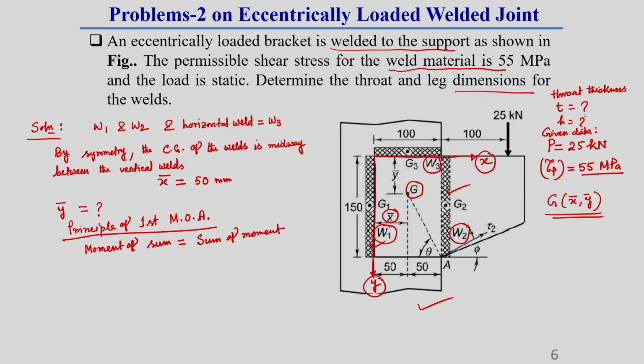That is why we are generally neglecting this dimension for calculation of the y bar and x bar values. Here, moment of sum means sum of all area. Sum of all area we can write as 150 into T for the 2 vertical welds, each of length 150, plus the horizontal weld, that is 100 into T, because let us consider the throat thickness of this weld is T.